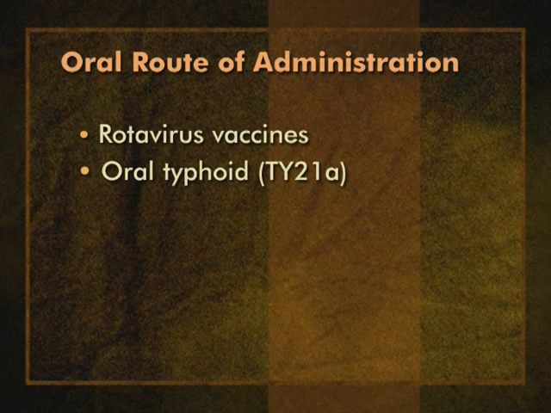There are 4 routes used for administration of vaccines: oral, intranasal, subcutaneous, and intramuscular. Rotavirus vaccines and an oral preparation of typhoid vaccine are the only vaccines licensed for use in the U.S. that are administered by the oral route. Each rotavirus vaccine has a different presentation, but both are administered by the oral route. Unfortunately, we have heard too often about rotavirus vaccine being injected into an infant.